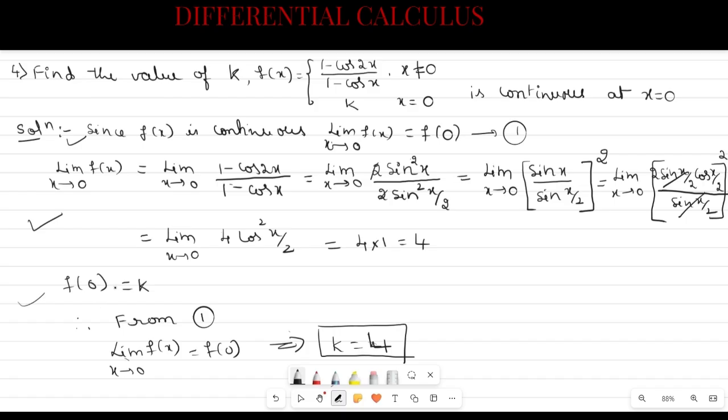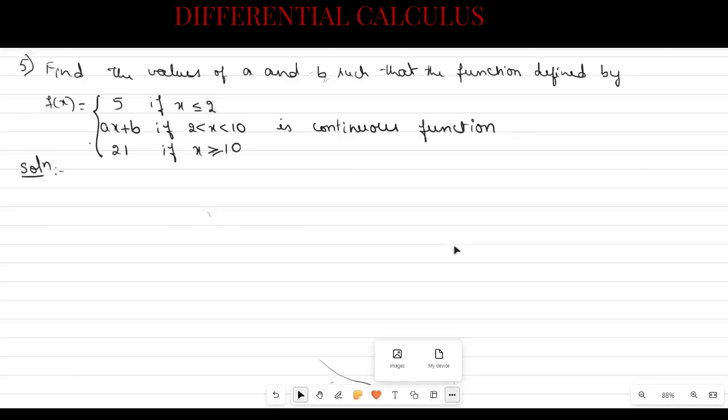So now I will move to the next question. That is the fifth question. The fifth question is, find the values of a and b such that the function defined by f of x equals 5 if x is less than or equal to 2, ax plus b if 2 is less than x less than 10, 21 if x is greater than or equal to 10 is continuous.